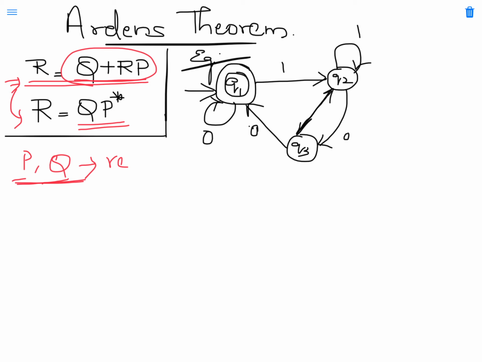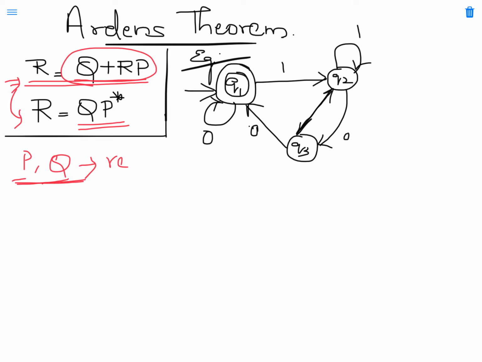While applying this Ardens theorem, you need to make sure that the automata should have only a single initial state, and also it should not have any epsilon transitions in order to apply this Ardens theorem. So these two things you need to keep in mind to apply the Ardens theorem. Okay, so we can move to the example.